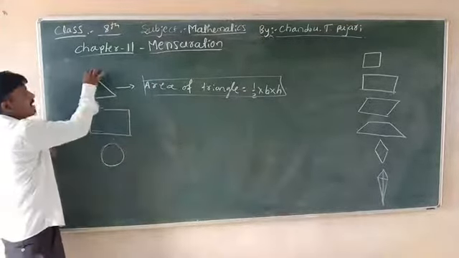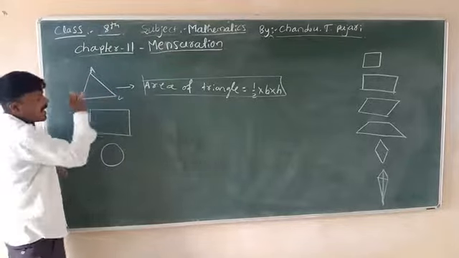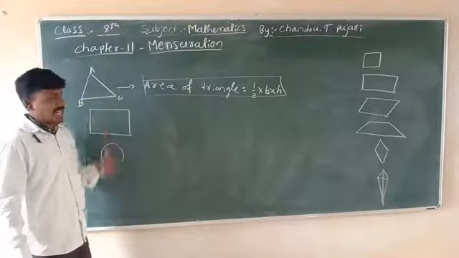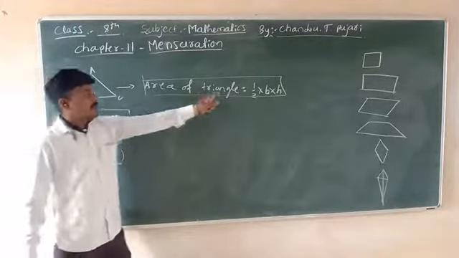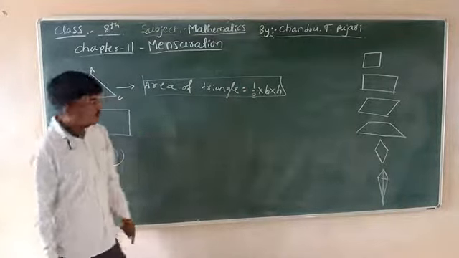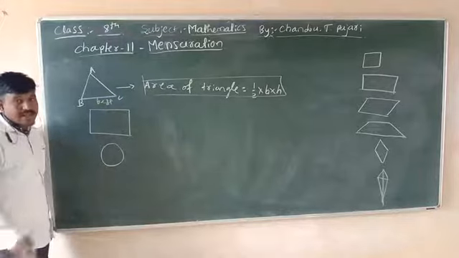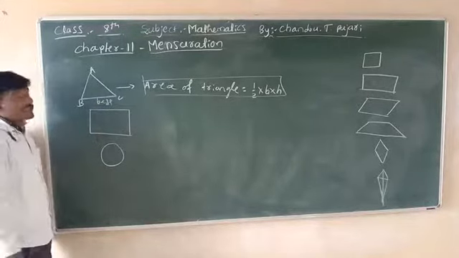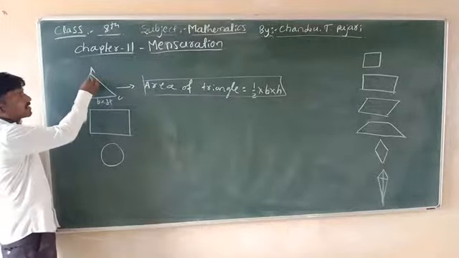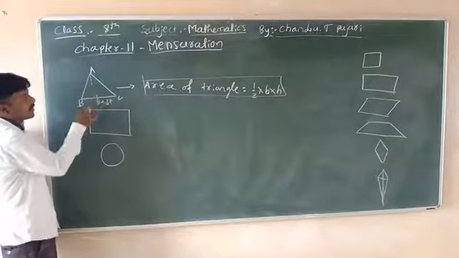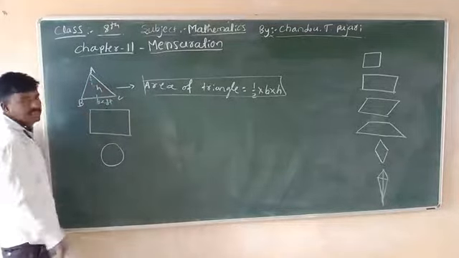Consider ABC is a triangle. Find the area of the triangle. The formula is 1/2 into base into height. Base is BC. Height is the perpendicular height to the triangle ABC. This is the perpendicular height.